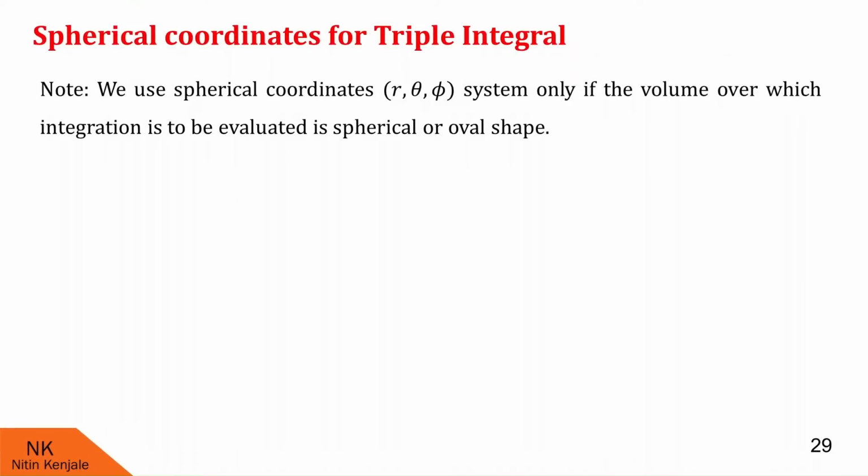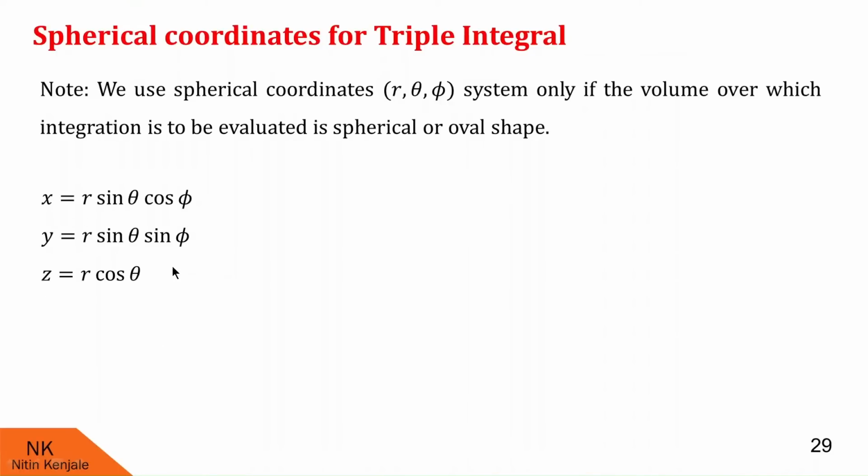Note that we use spherical coordinates, that is r, theta and phi, only if the volume over which the integration is to be evaluated is of the spherical or oval shape. The relation between spherical and Cartesian coordinates is as follows. x is equal to r sin theta cos phi, y is equal to r sin theta sin phi, and z is equal to r cos theta. Here r, theta and phi are spherical coordinates, x, y and z are Cartesian coordinates.